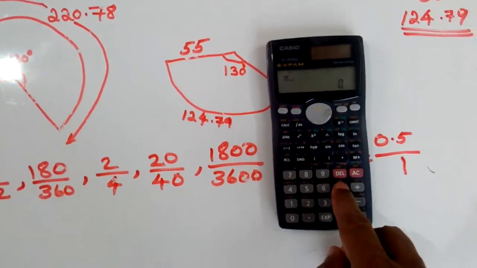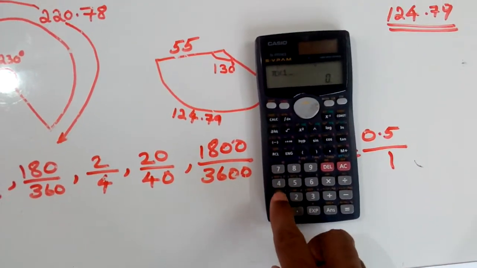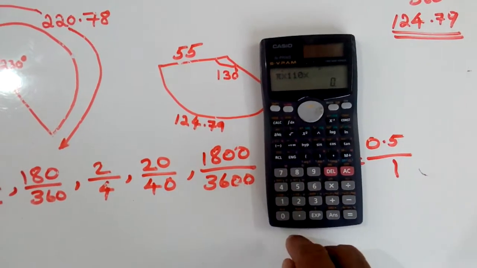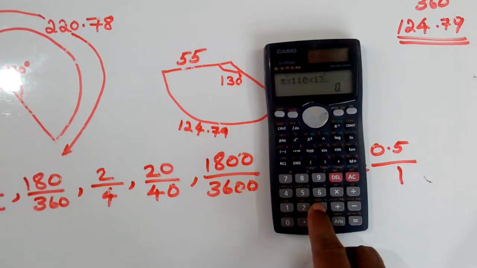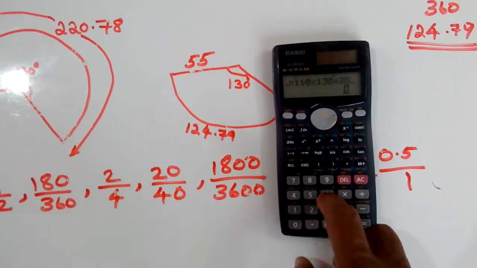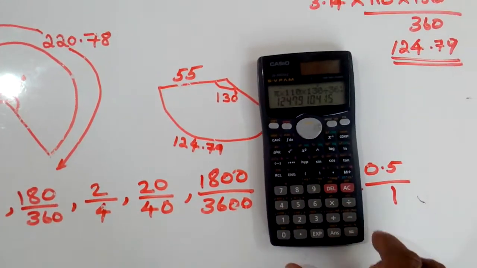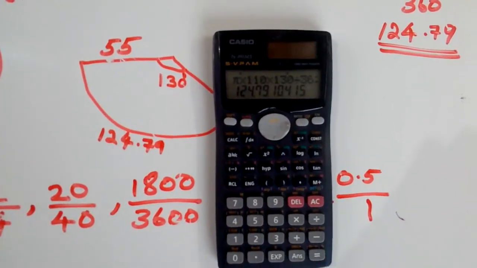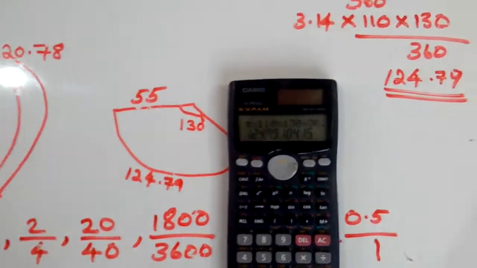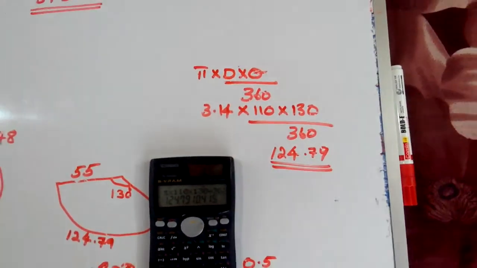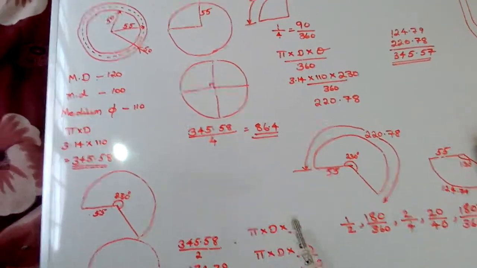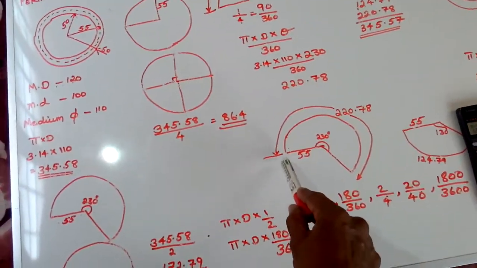Pi into 110 into degree, which is 130, divided by 360. Then we got 124.79. We got 124.79.